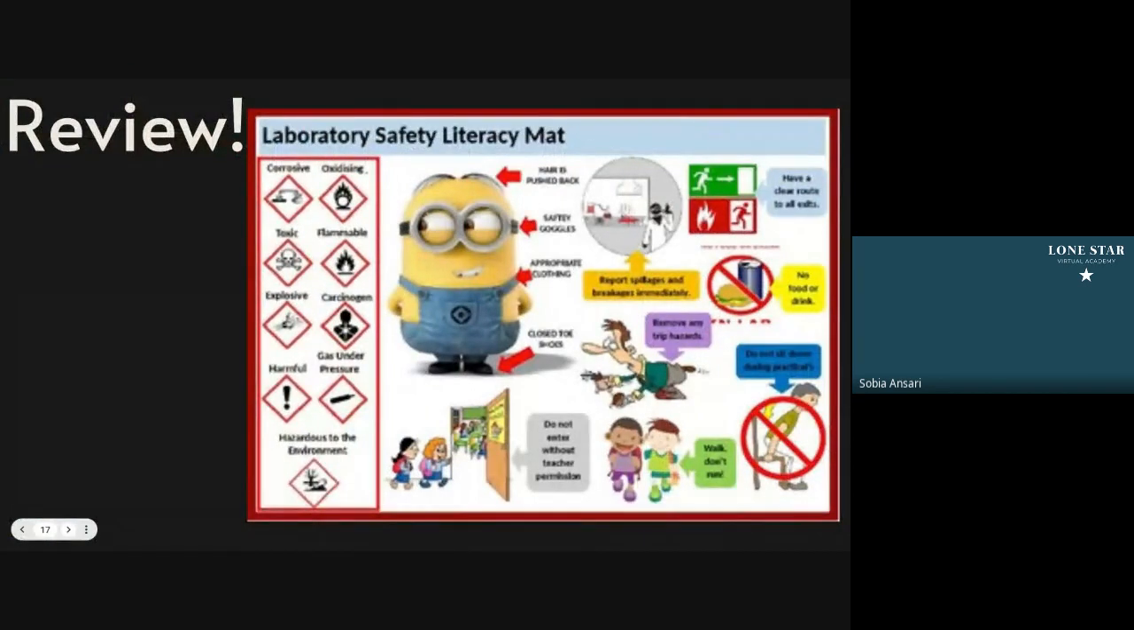All right, so let's review. Remember, your hair needs to be pushed back. You need to have your safety goggles on. You need to have appropriate clothing on, closed-toed shoes on. You report any breakages or spills to your teacher. You should know where to go in case of an emergency, as far as how to exit the room. No food or drinks in the laboratory.